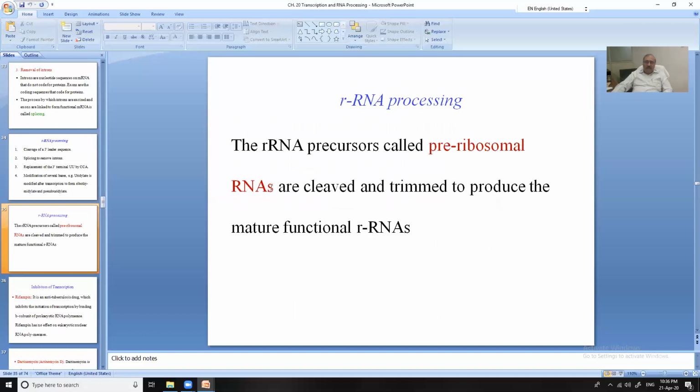Ribosomal processing. The ribosomal precursors called pre-ribosomal RNAs are cleaved and trimmed to produce the matured functional ribosomal RNAs. Okay, so they are found in the ribosomes. Ribosomal RNA is the constituent of the ribosome.